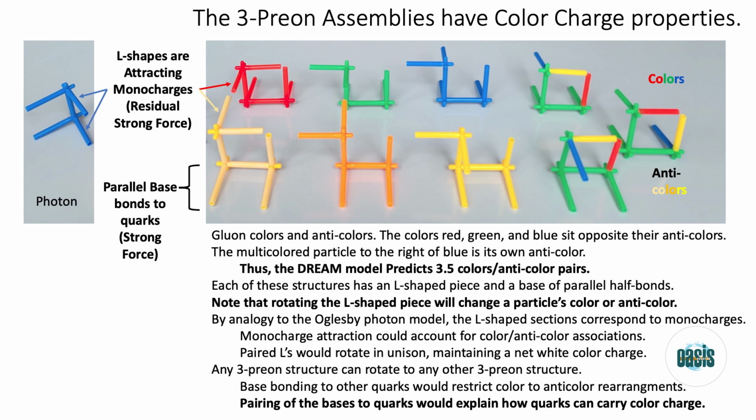Also, in the photon, the L-shaped pieces are supposed to be monocharges that were rotating relative to each other. So these would be monocharges. Charges attract. These are opposite charges, so they should attract. We can pair these up now using this top part. And interestingly enough, this bottom part is just what you need to bind to a quark.